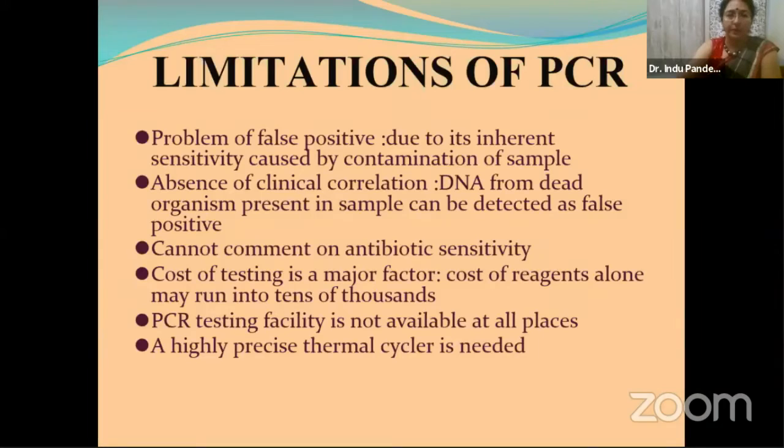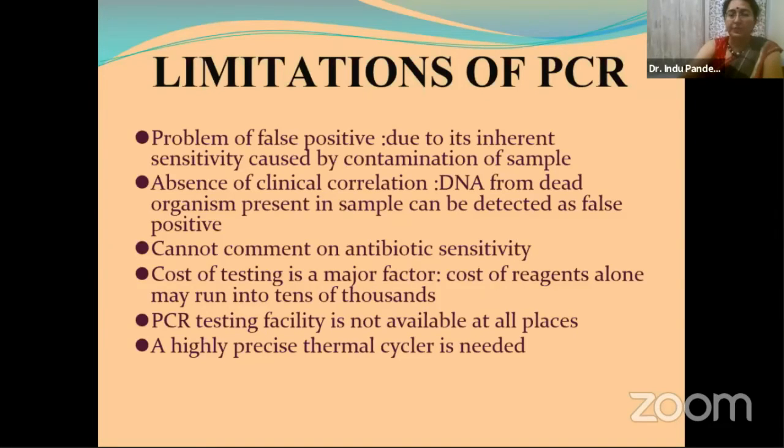Then it does not give antibiotic sensitivity. Then PCR testing might not be available at all places, and a highly precise thermal cycler is needed. So while sending the sample for PCR, you have to mention the organism for which you want PCR based on your clinical diagnosis. Any other pathogen in the sample would not come in because it is not tested. As we all know, this is an organism-specific test, and for every organism there is a specific primer. So you need to add primers specific to the pathogen again and again, and this greatly increases the cost of the test.